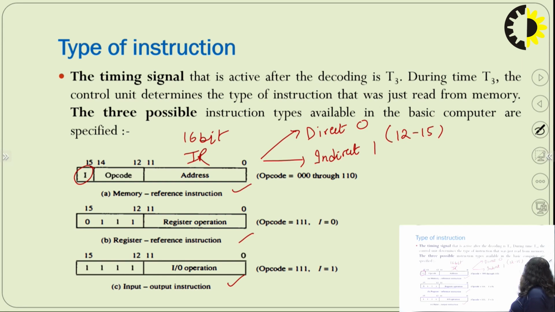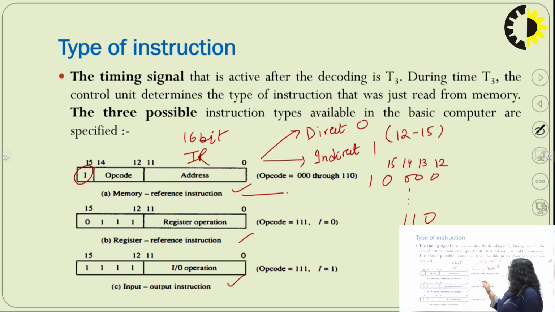So write down 12, 13, 14, 15. When the D7 bit is absent, it is the memory reference instruction. That means it is 000 to 110, and if the 15th bit is 0, it is direct. If the 15th bit is 1, it is indirect. So this is the memory reference instruction.